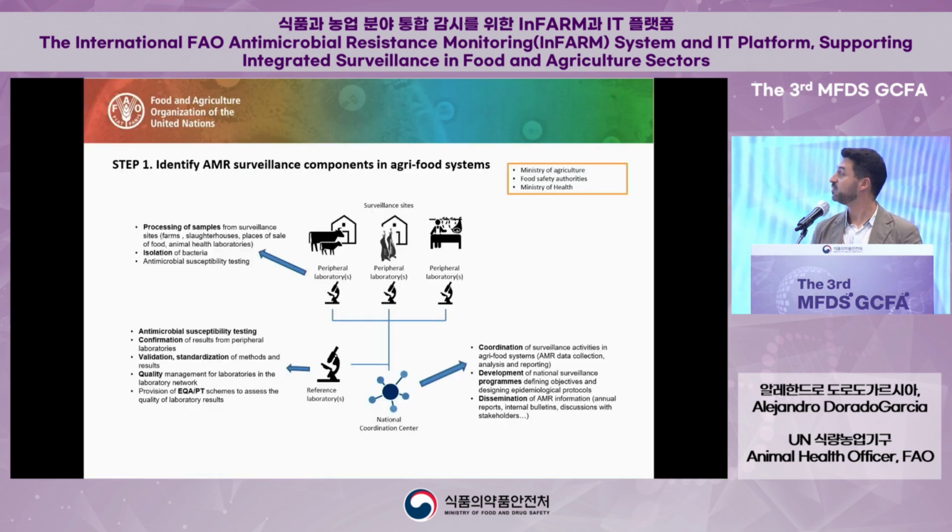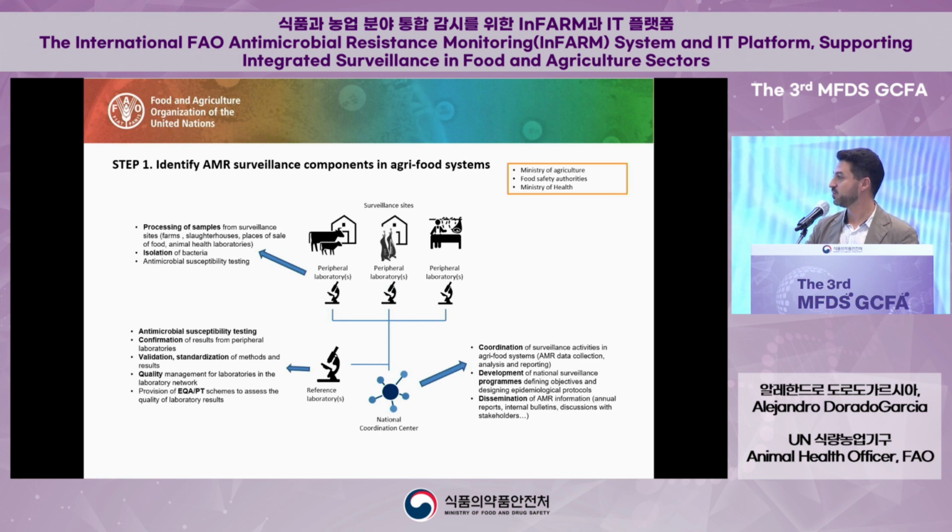There might be different models of a surveillance network depending on the country. So the 3 elements of a surveillance network are the peripheral laboratories. So these are laboratories processing samples from the different surveillance sites, isolating the bacteria, and sometimes doing antimicrobial susceptibility testing, but not always.